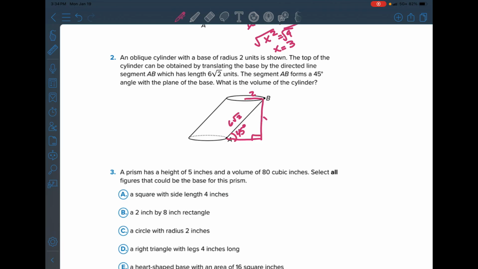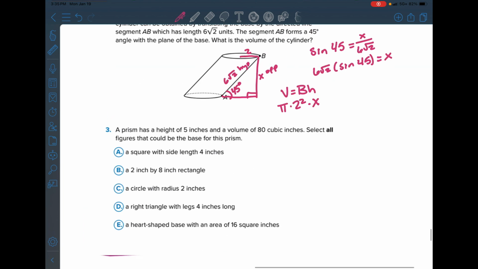So we have to find this. Here's my hypotenuse. Here's my opposite. That's using sine of 45 equals x over 6 square root of 2. So you're going to go 6 square root of 2 times the sine of 45. And whatever you get there is your height. So volume equals capital B times height, which would be pi times 2 squared times whatever your x is.